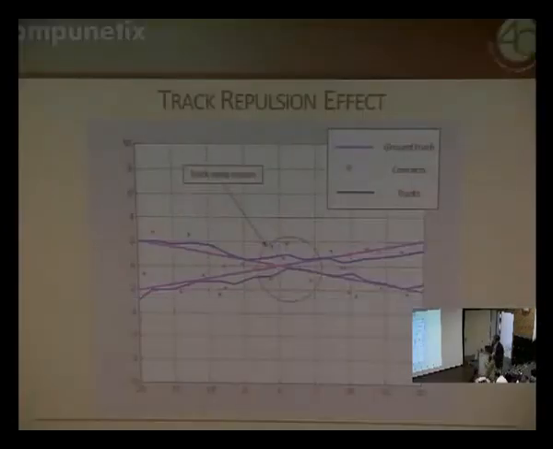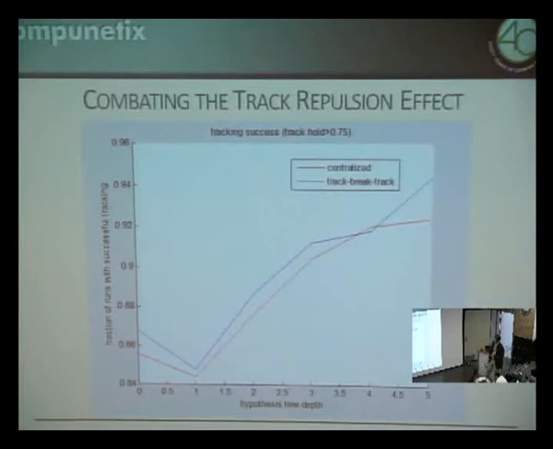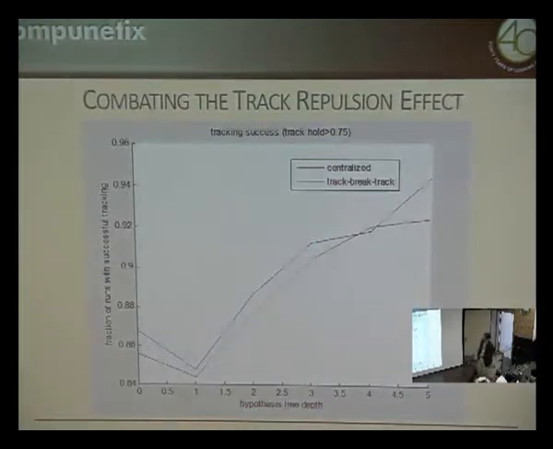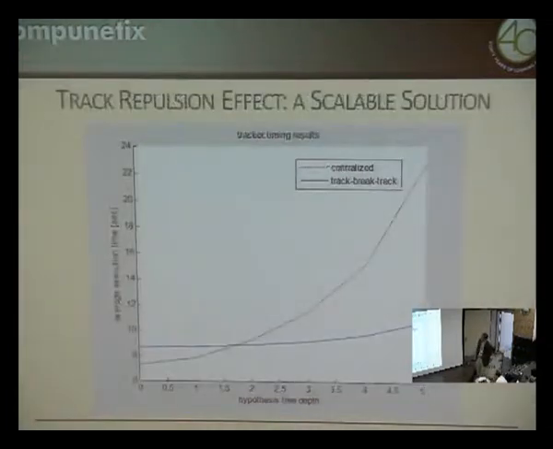And so what you'll find is that you can get comparable performance between centralized and track break track solutions, slightly different, but comparable. But the key is that the track break fuse or track break track solution will give you significant computational gains. Now, if in the second stage you do the same thing that you did in the first stage, you're adding computation with no benefit. But in this application, we care about going to deep hypothesis trees, and you can see that centralized processing can't achieve that.